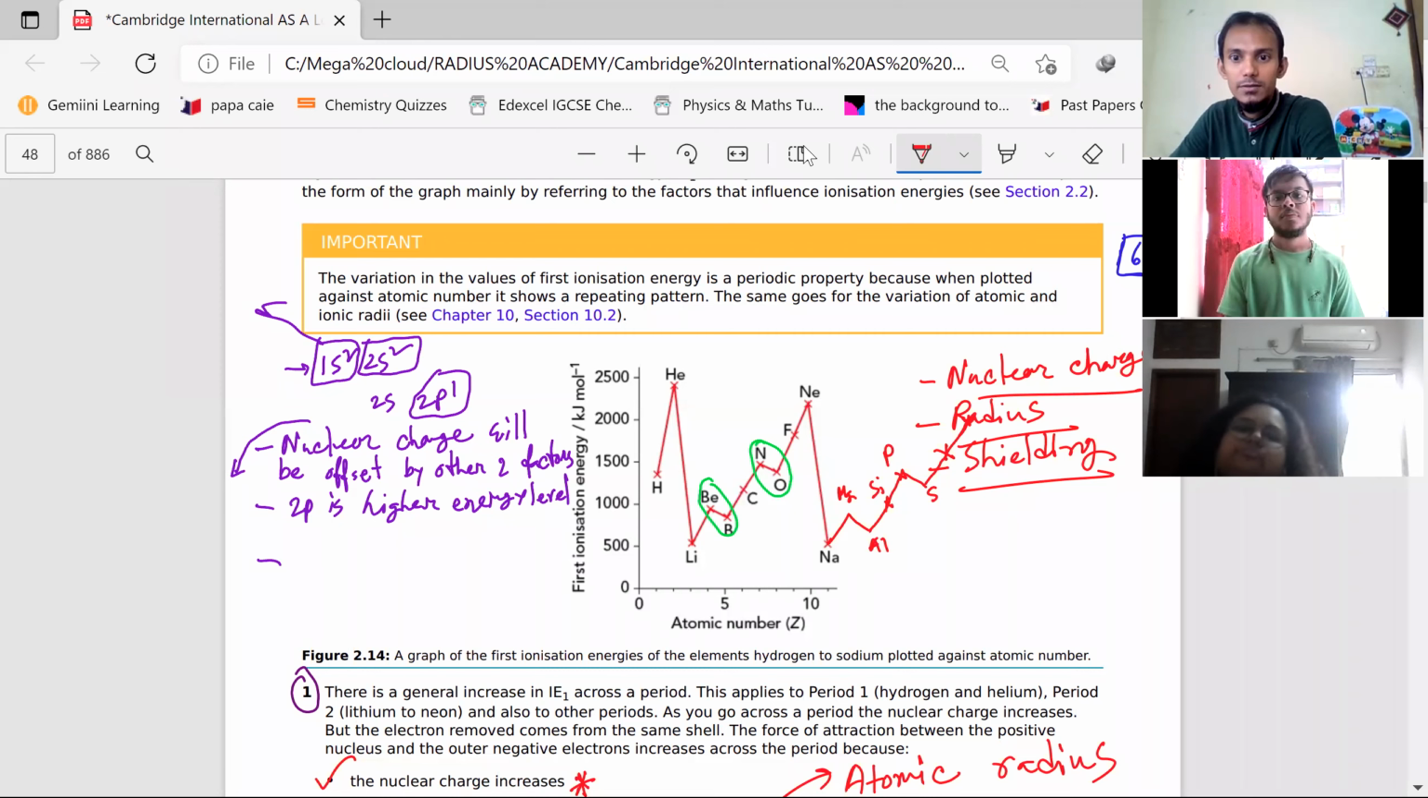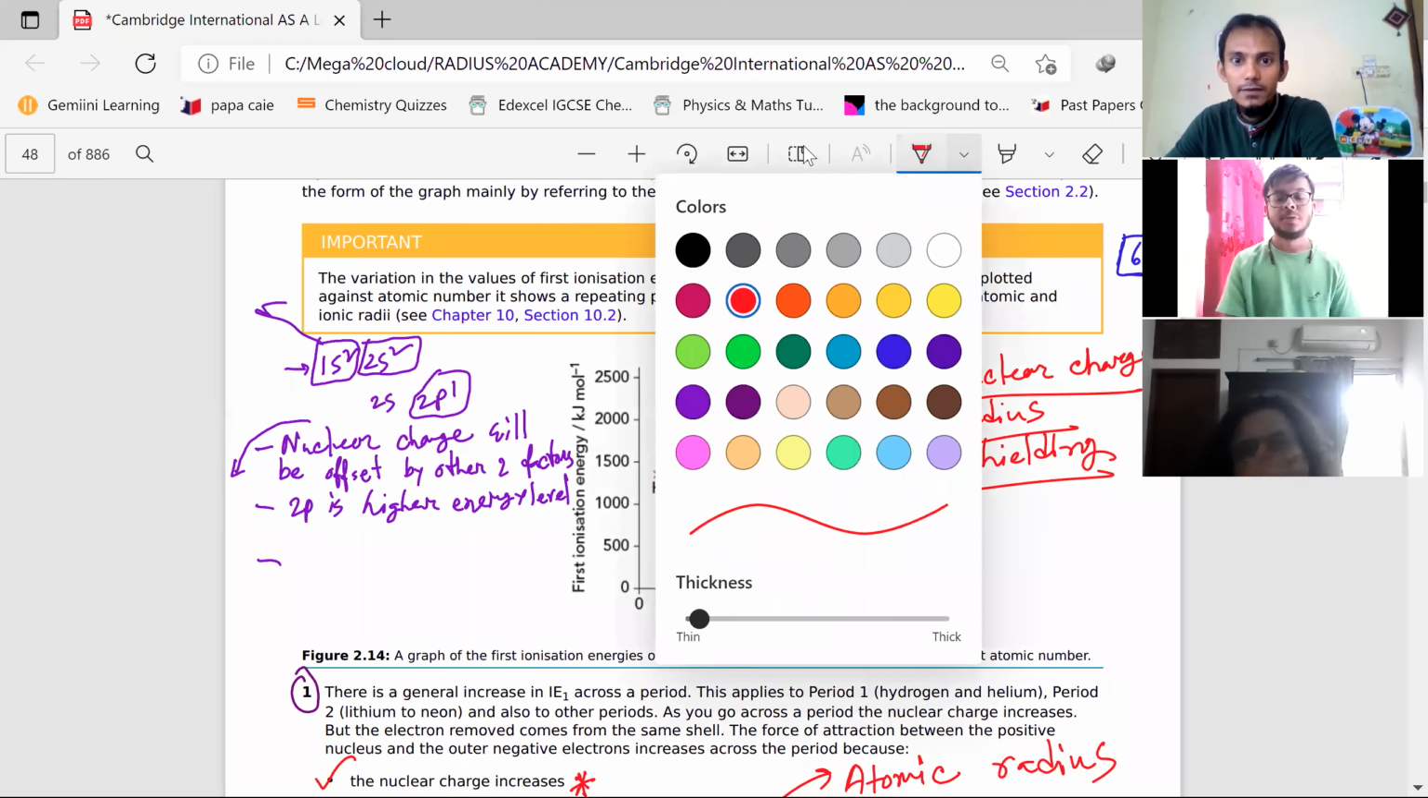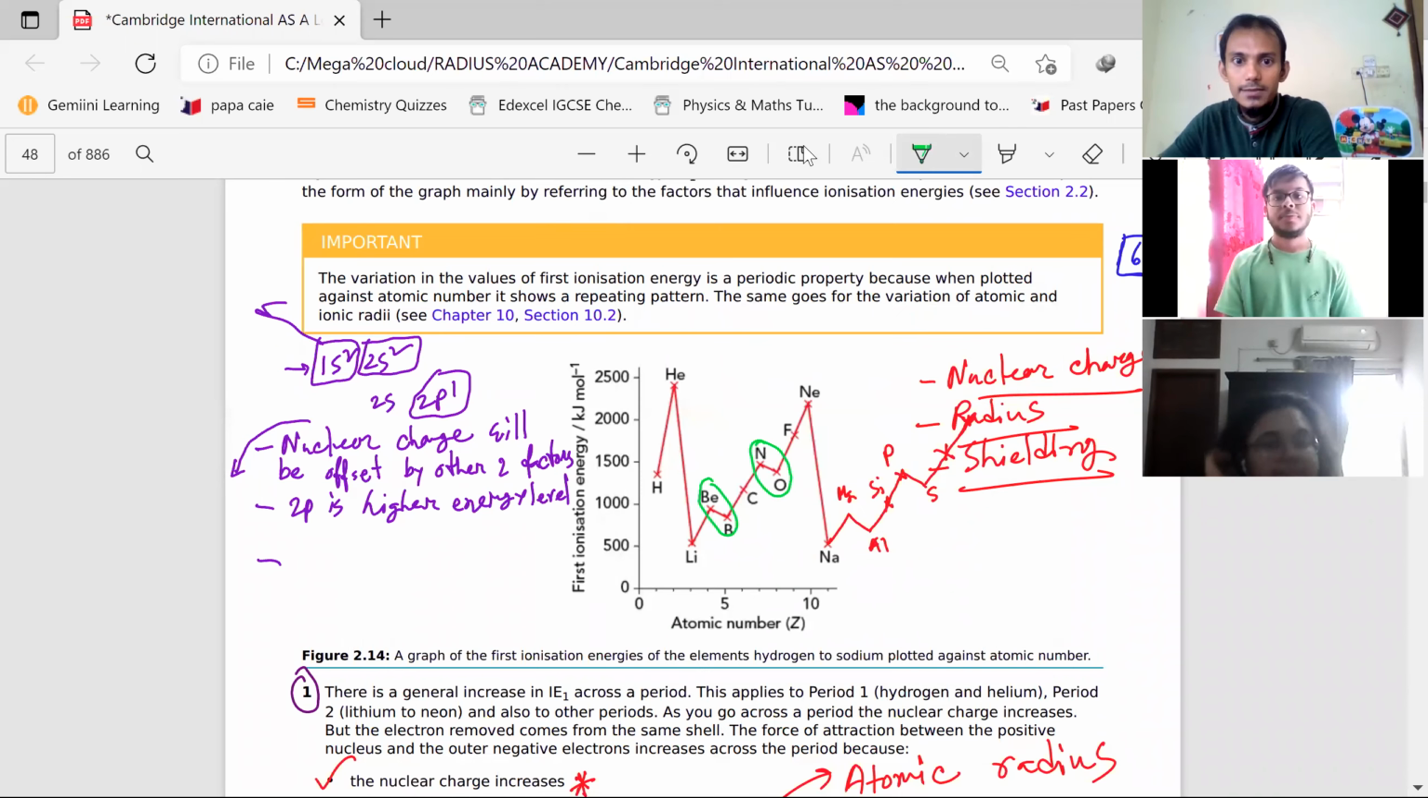Yes, sir. And why is there a small drop between phosphorus and sulfur? Same question will be asked. Magnesium to aluminum will have the same explanation as beryllium to boron. Nitrogen and oxygen we didn't explain yet, but it's the same explanation. Phosphorus and sulfur, same explanation. Let me explain magnesium to aluminum so you will easily understand.